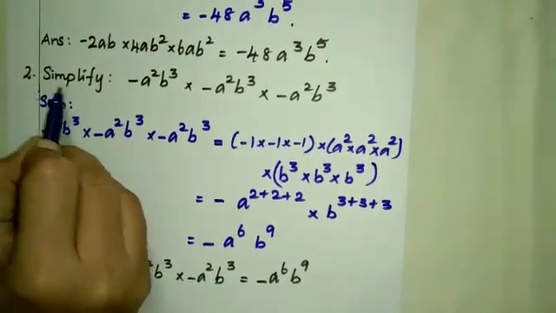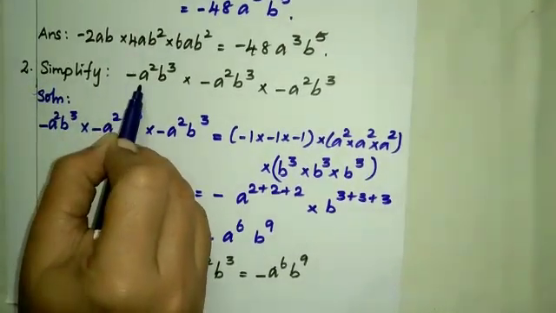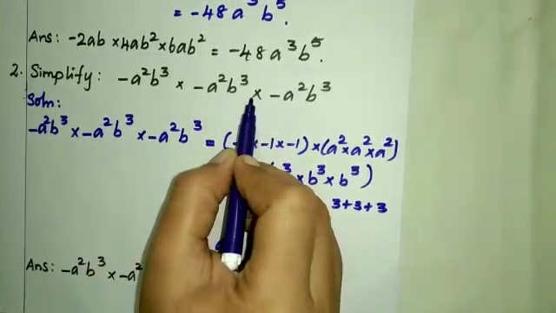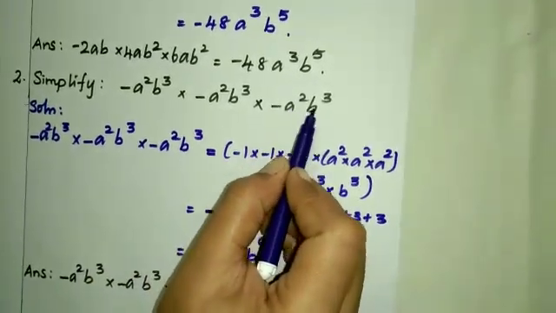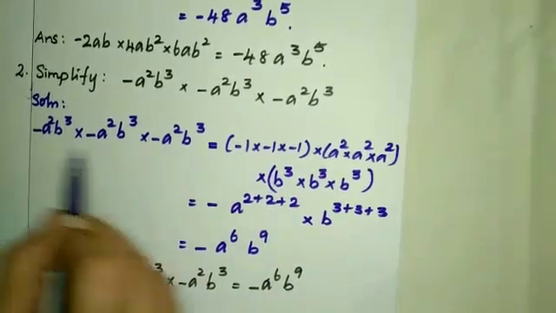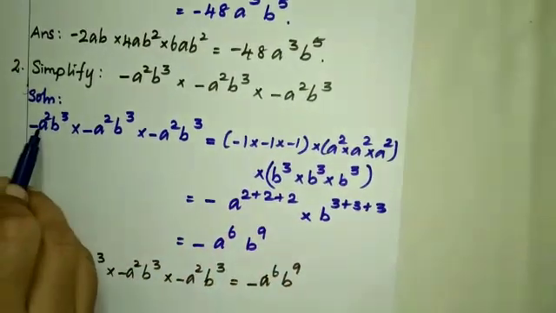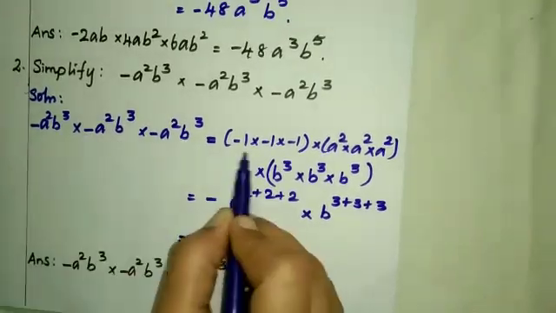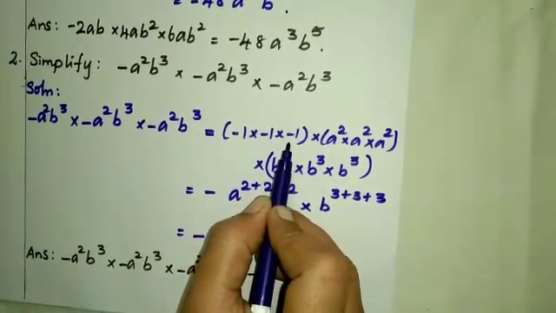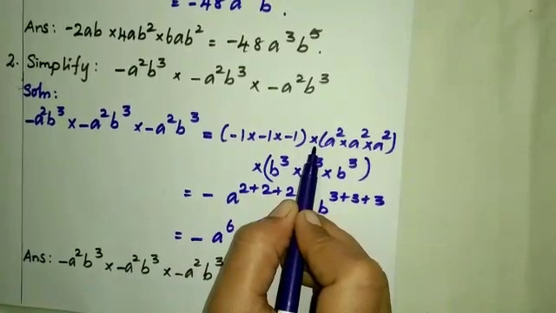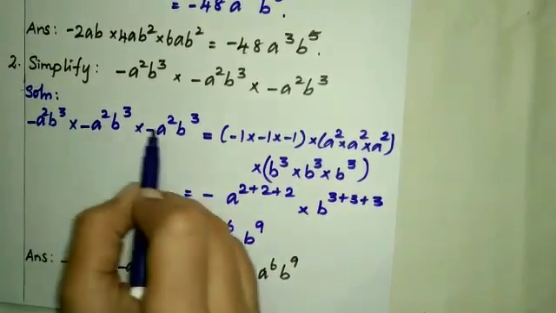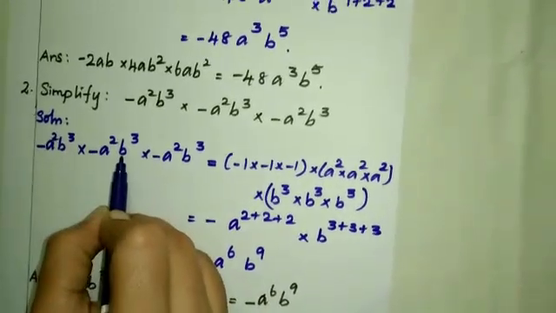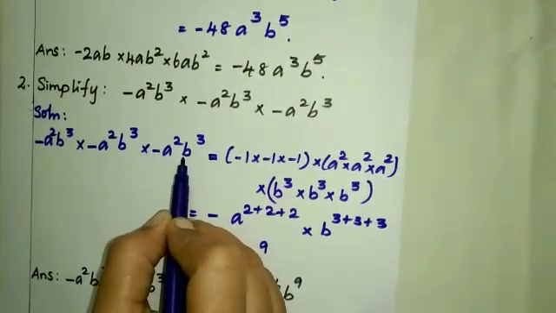Next question is simplify minus a square b cube into minus a square b cube into minus a square b cube. The solution, first you have to separate the powers. Here what is the coefficient? That is minus 1. Here is also minus 1. So minus 1 into minus 1 into minus 1 is multiplied with a square into a square into a square. Again multiplied with b power 3 into b power 3 into b power 3.